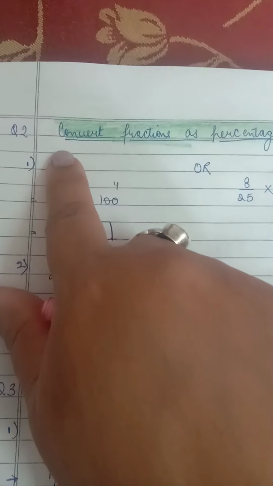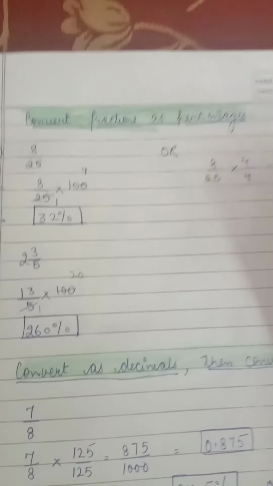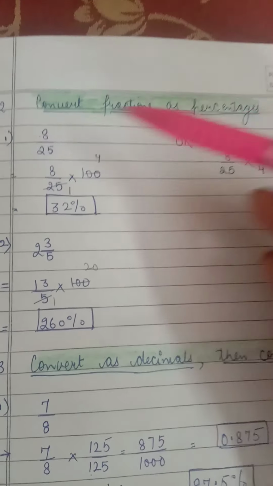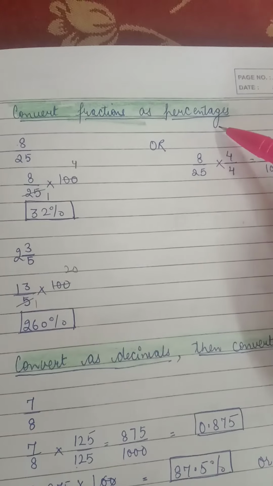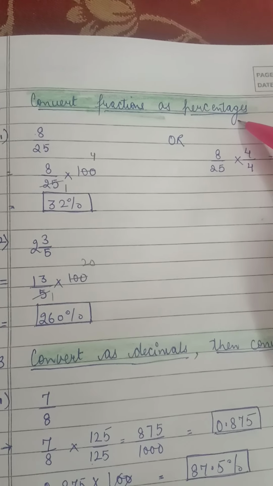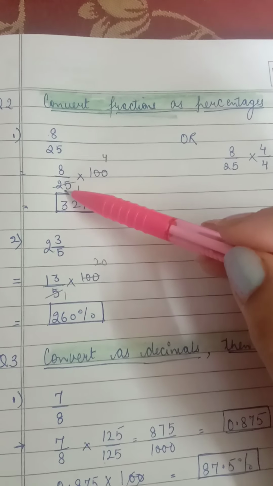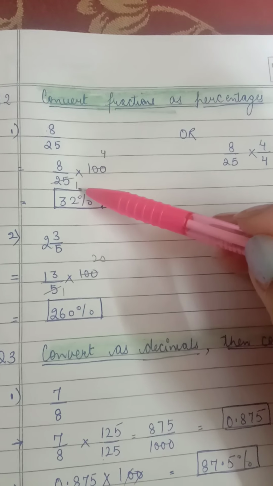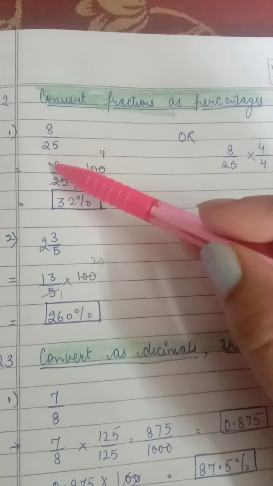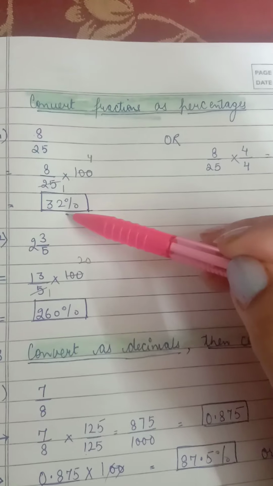Next, convert fractions as percentage. So basically your answer should be in a percentage form. And now keep in your mind that you are finding the percentage. Rule number 1 will be applied. Multiply the number by 100. Now I am cutting it directly with 25. You can cut with 5 also. 25 1 and 25 4. 8 4s are 32. Answer is 32%.